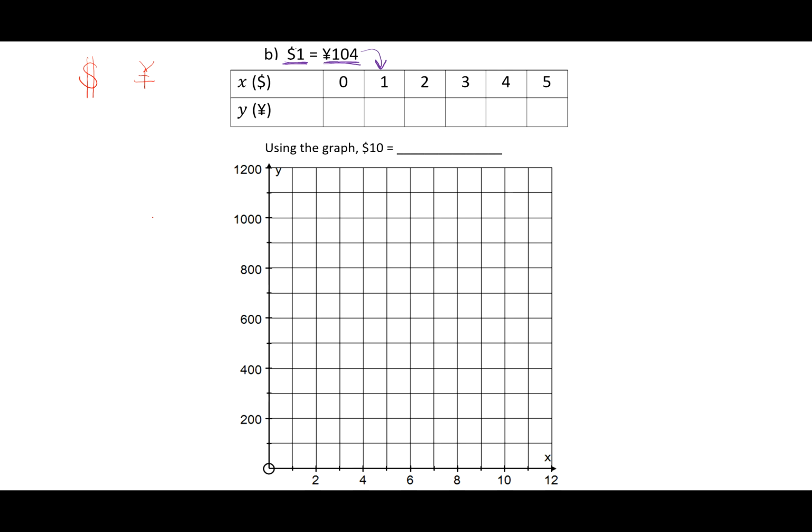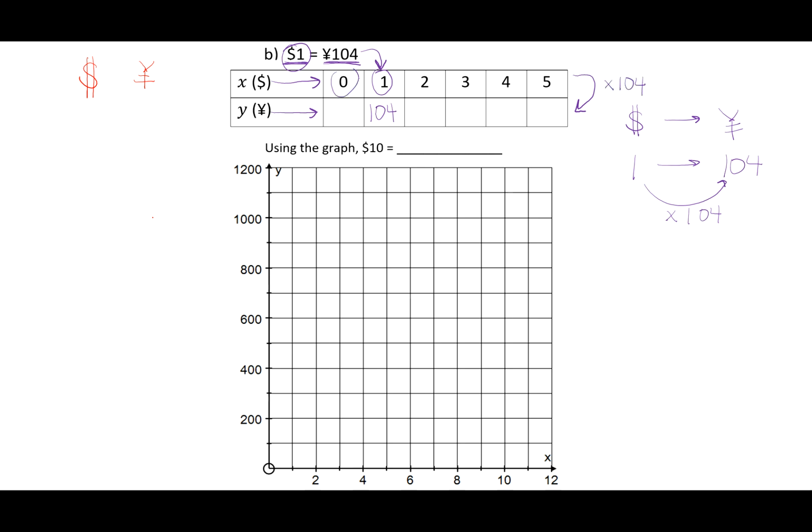So if we know $1, represented by X on the top row, is equal to 104 yen, then we can fill the bottom row, Y, matching 1 with 104. And to find the value that I would multiply by to move from the top row to the bottom row, or just to move from dollars to yen, we can use the information that we have. I know that $1 is equal to 104 yen, so to go from dollars to yen, I would multiply by 104. So multiply by 104 to move from dollars to yen.